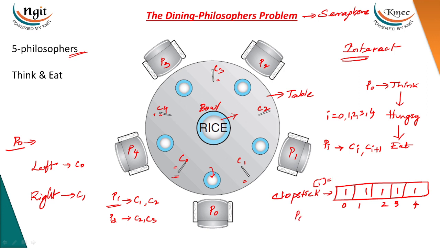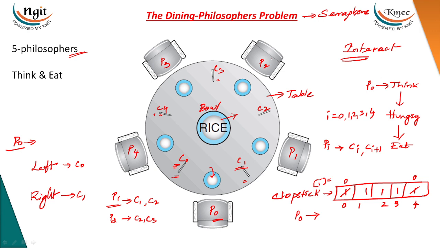When P0 wants to eat, he needs to take chopstick 0 as well as chopstick 1, so these will be turned into 0. Then P1 doesn't have C1, so P1 is not able to eat. P4 doesn't have chopstick 0 because P0 is eating, so it is not available, and P4 cannot eat.